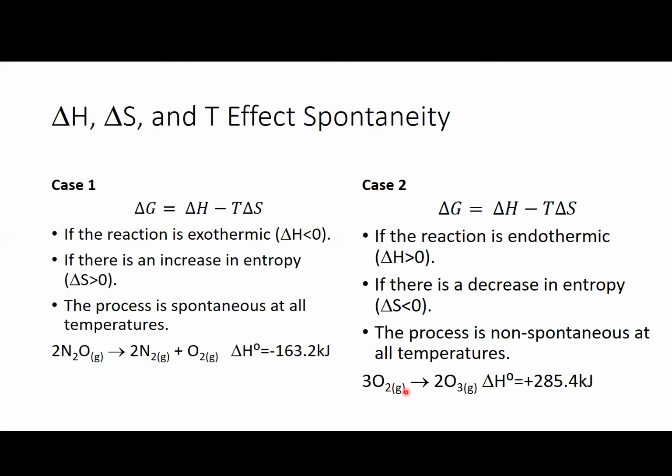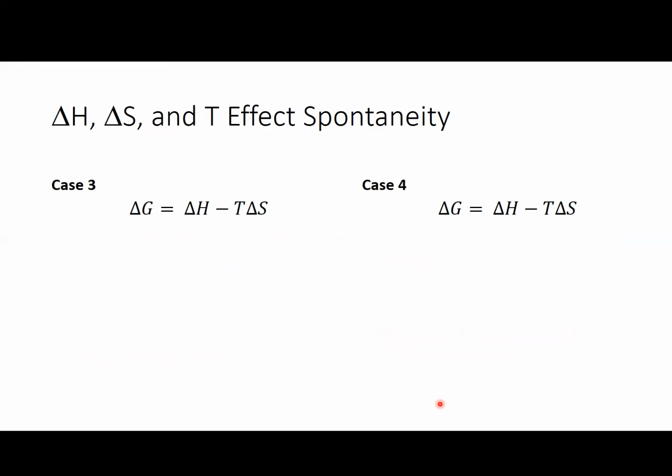An example of that would be oxygen turning into ozone. This is an endothermic process, requires 285 kilojoules of heat, and I have 3 molecules becoming 2 molecules. So at any temperature, this will be a non-spontaneous process. Energy will need to be put into the system in order for this to happen.